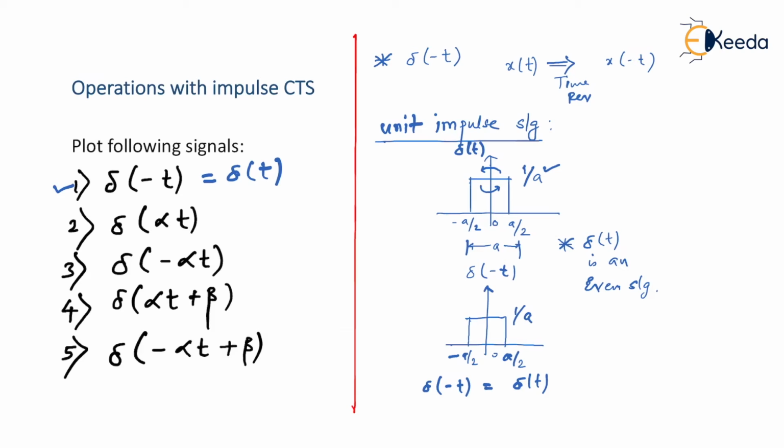Let us go to the next sum, del of alpha t. So the second question says del of alpha t. You know that del of alpha t is what? Actually, you are trying to scale by alpha. So this is scaling by alpha, that is time scaling by alpha. And you know that time scaling by alpha does not alter the height. It is only going to change the width. So let us see. The original del of t signal I'm first of all going to draw. And again, I'm going to deal with practical signals only.